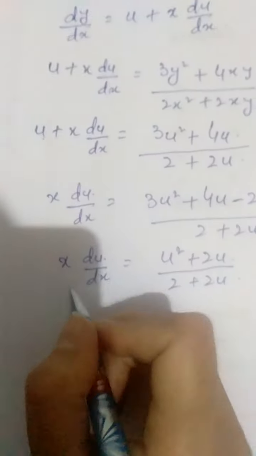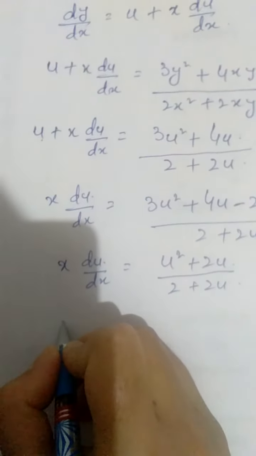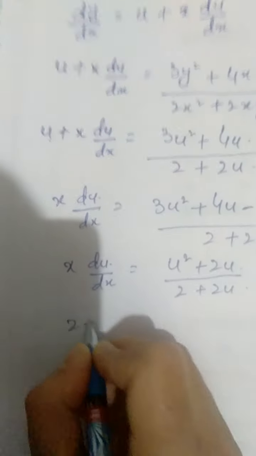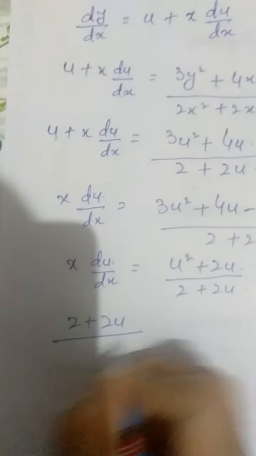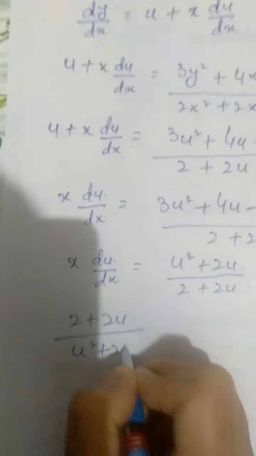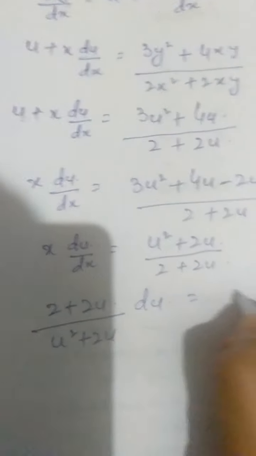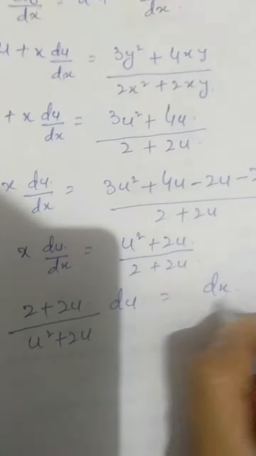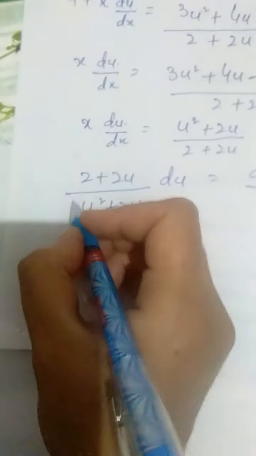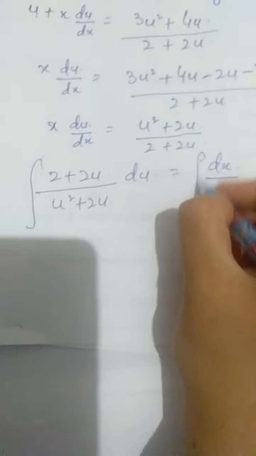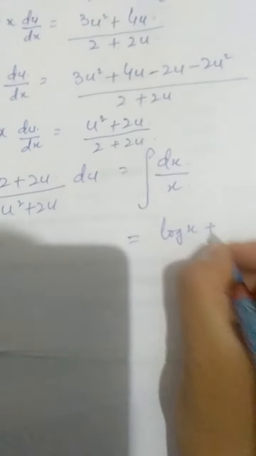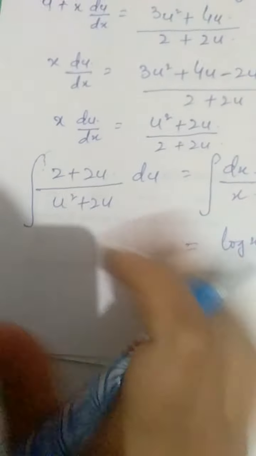Now we can also write it as 2 plus 2u divided by u square plus 2u. If we take it to this side, du is equal to dx by x. So we have taken u terms on one side and x terms on the other side. Then we can choose to integrate this equation on both sides. So what is the integration of 1 by x? Of course, it is log x plus some constant of integration, that is c.